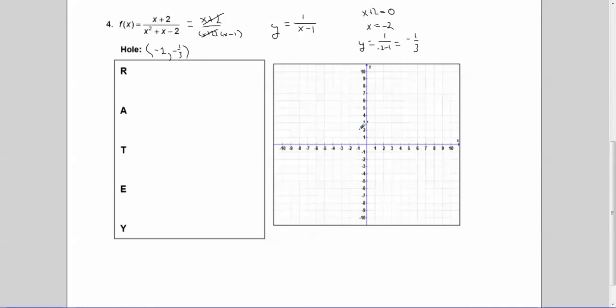Let's go ahead and draw that now. Negative 2, negative 1/3, right there.